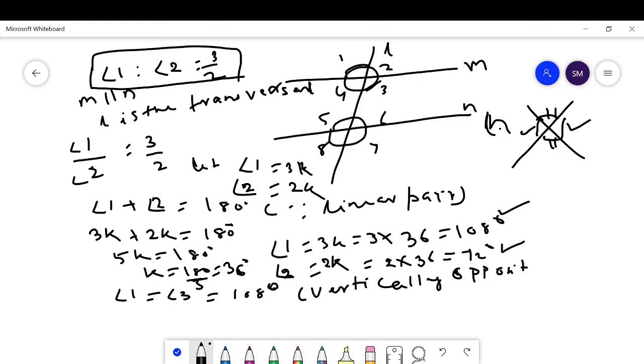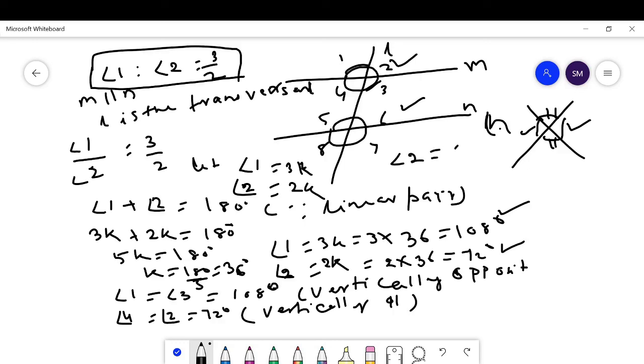Then angle 4 is equal to angle 2 is equal to 72 degrees because they are vertically opposite to each other. Then angle 2 is equal to angle 6, which is equal to 72 degrees because they are a corresponding pair. Angle 3 is equal to angle 5 is equal to 108 degrees because they are an alternate pair.